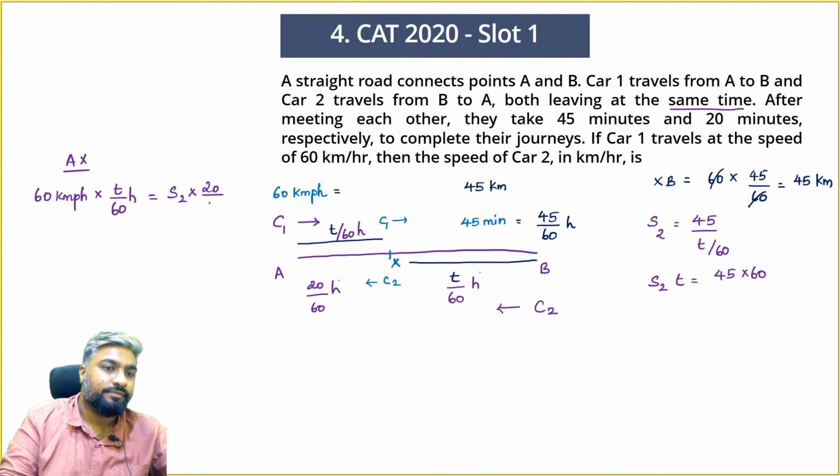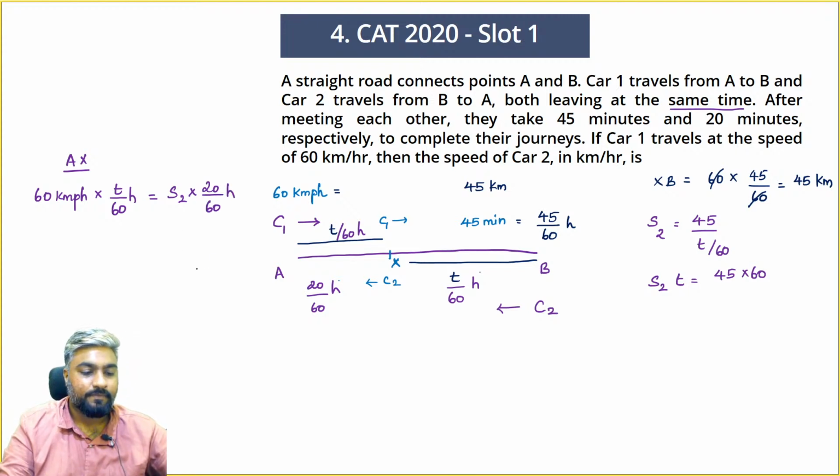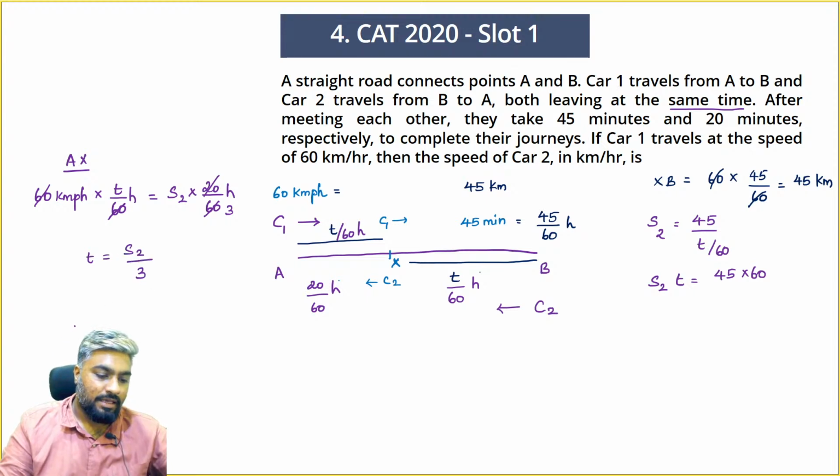Correct? Are you getting this, guys? Can I say both are equal? Yes, 60 kilometers per hour, T by 60 hours. Car 2, S2 is the speed, 20 by 60 hours. So how much would this become? This is gone. This is 1/3. So what are we getting? We are getting T is nothing but S2 by 3, correct? Yes, T is nothing but S2 by 3.